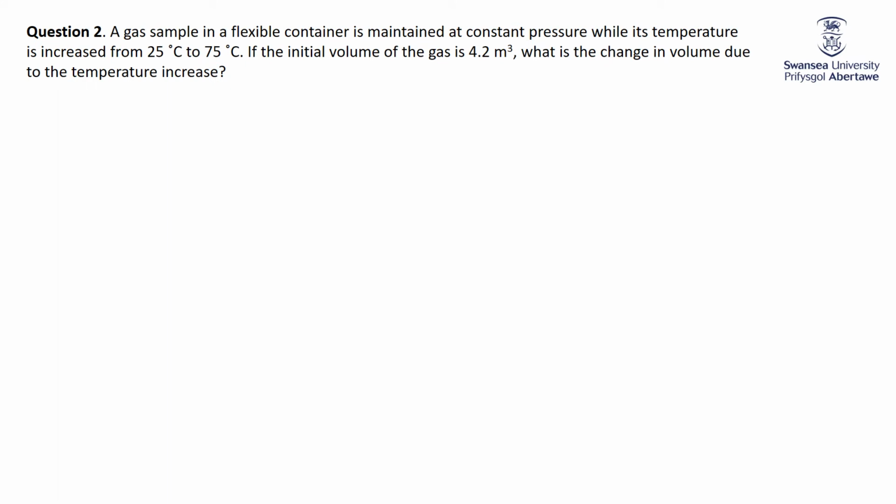Same idea with a twist. Gas sample in a flexible container, so the volume can change. Constant pressure, temperature increases. So change temperature, see what happens to the volume. That's a Charles' law problem. Because we increase the temperature, the volume will also increase. By how much? Well, we set up a little ratio that has the bigger number on top of the temperatures.